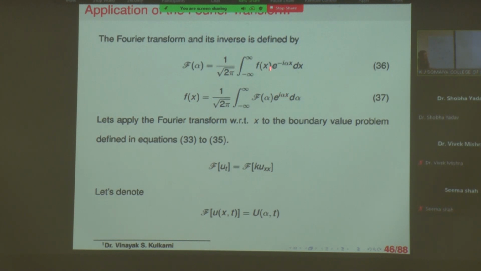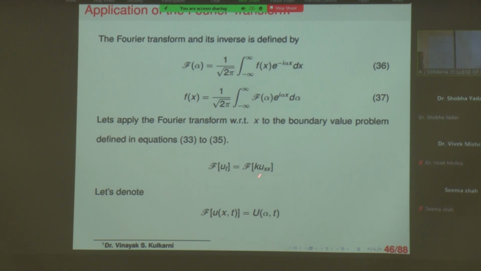So these two equations explain the definition of the Fourier transform and the inverse Fourier transform. I am going to apply this particular Fourier transform. I will not go into more detail. There are so many properties of the Fourier transform, and mathematical properties and all those things. That will be a different topic. Okay, I will directly apply it over here.